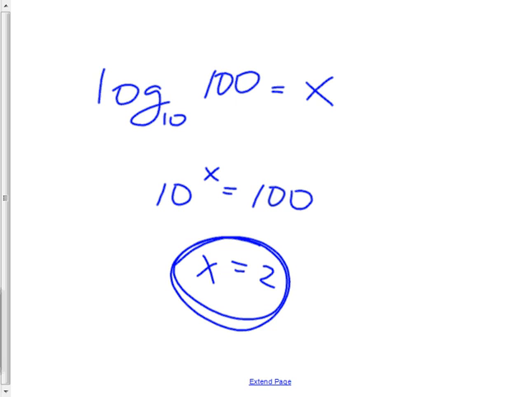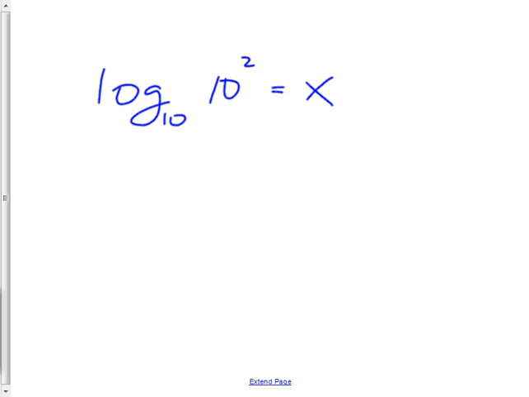Could I have done that by making this 100 into 10 squared? Remember that way of doing it? I make this 100 into 10 squared. It's the same thing as 100. And if these two are the same, then that's your answer. All right. That's the kind where there is no base written.